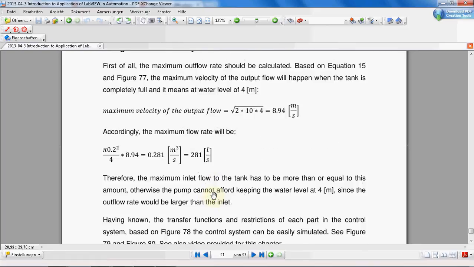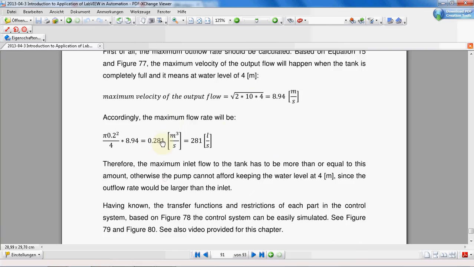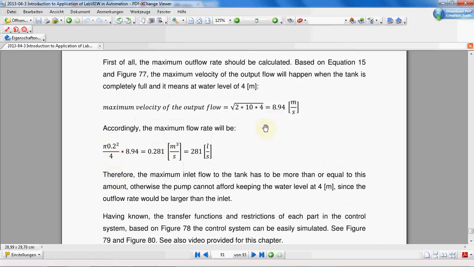Okay, in this case, we assume that the maximum level of the water is 4 meters. Therefore the maximum velocity is this, 8.94 meters per second. And we also assume that the diameter of the drainage pipe is around 20 centimeters. Therefore, the maximum outgoing flow will be 281 liters per second. Therefore, the maximum capacity of our pump should be around and more than this number.